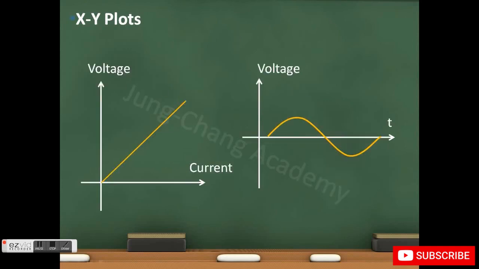Sometimes, if we only care about the behavior in the first quadrant, we'll draw the graph in this way. Or, if the voltage oscillates between positive and negative value over time, we can draw the graph like this, using only the first and fourth quadrant.